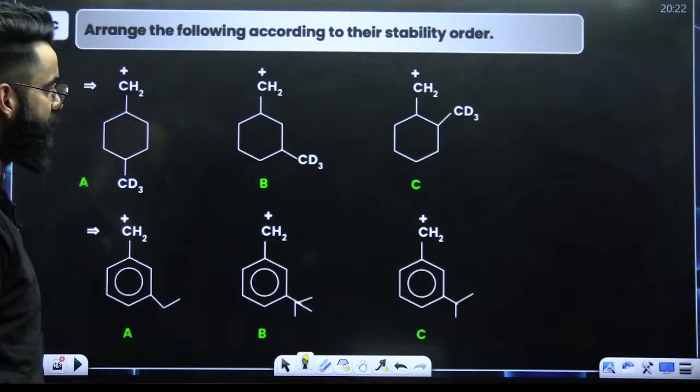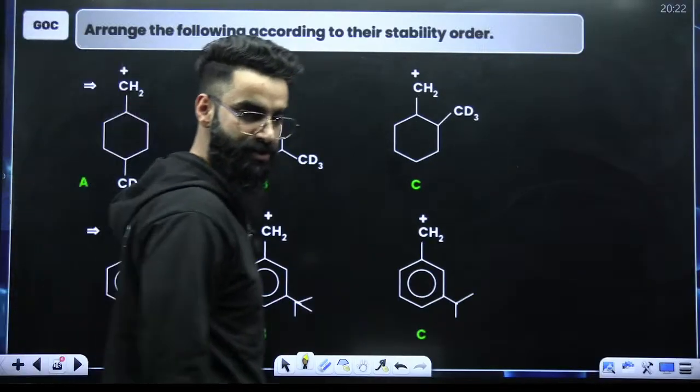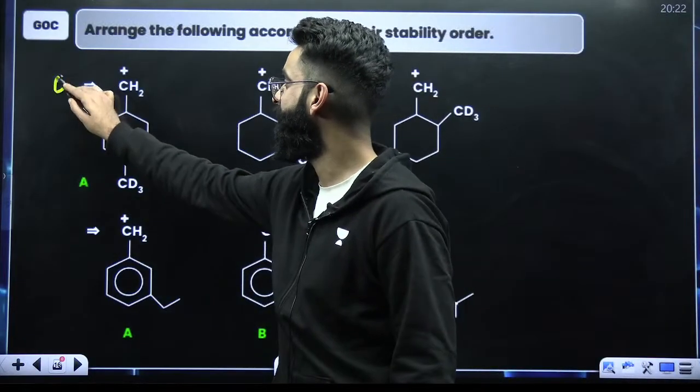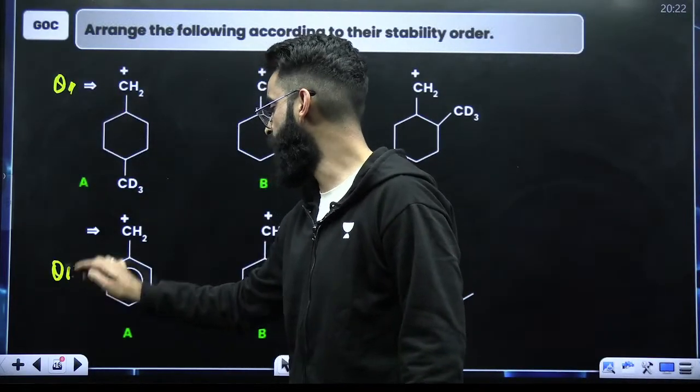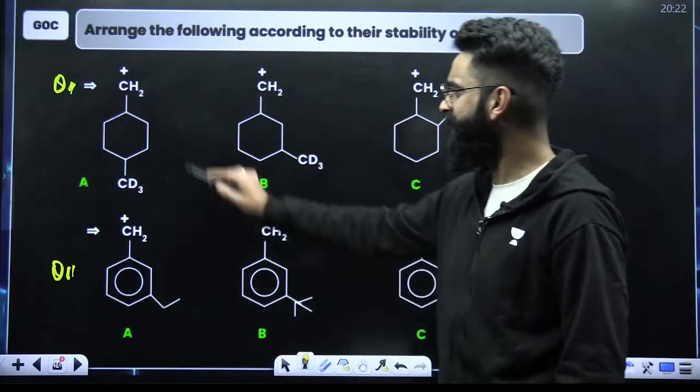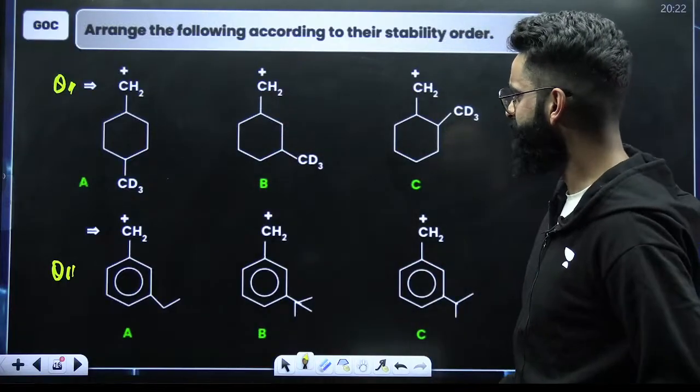Let's move on to one more question, guys. What do you think about this one? These are again two questions, basically. You have to arrange them as per their stability order. You can see you are again given the carbocations, right?